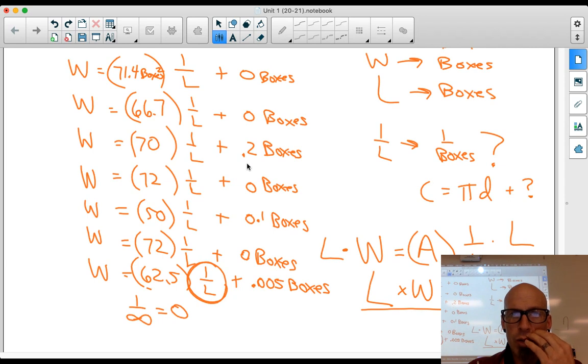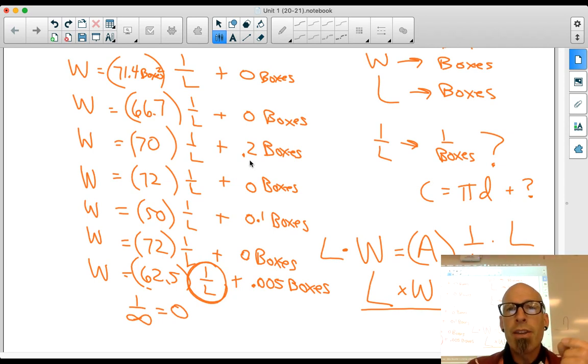Like this group 3 here, they had 0.2. That means that your width can't be any smaller than 0.2. You could make your length millions and millions of boxes long, but your width can only get as small as 0.2 boxes, because even if all of this stuff over here becomes 0, you still have to add 0.2 boxes to it, so your width can't be any smaller than that. Well, that doesn't make any sense. It should be able to be 0, approaching 0.